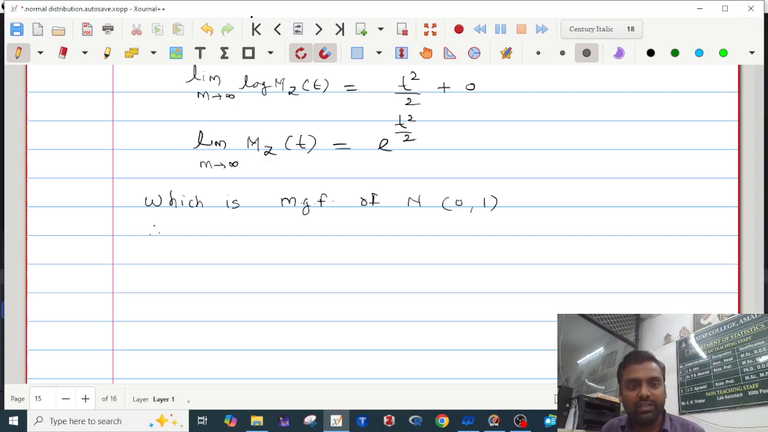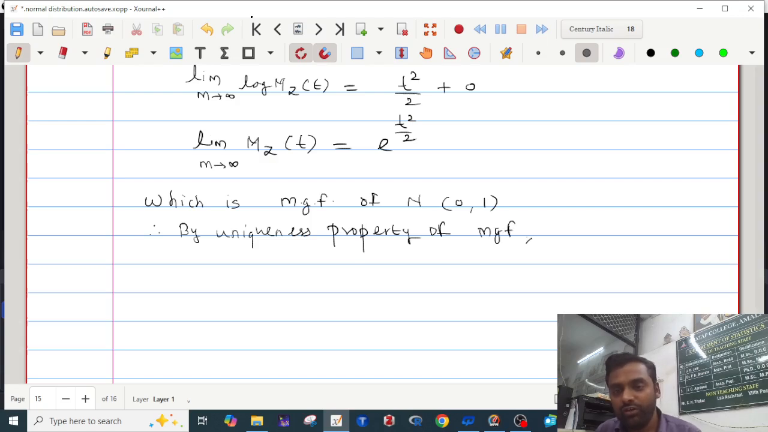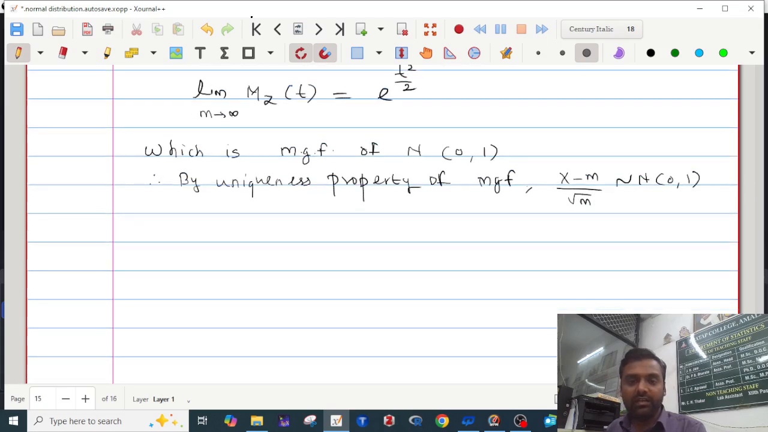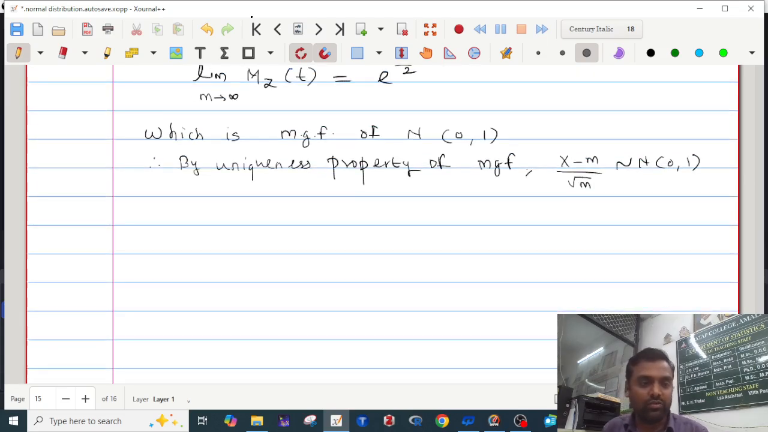Therefore, by the uniqueness property of MGF, the probability distribution of (X minus m) upon root m follows normal distribution. Similarly, we can prove it for binomial distribution also.